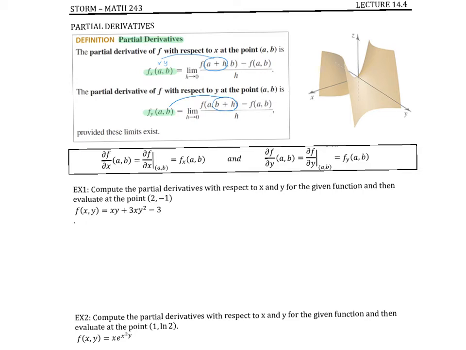Taking derivatives of multivariable functions is actually very easy. All you do is treat the variable that you're not using as a constant, and then take the derivative of the variable that you are using.